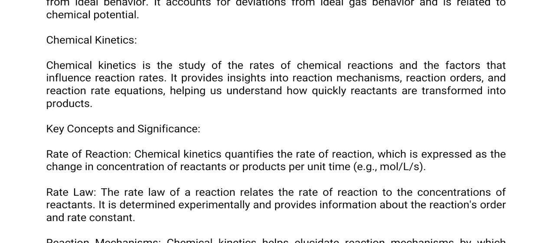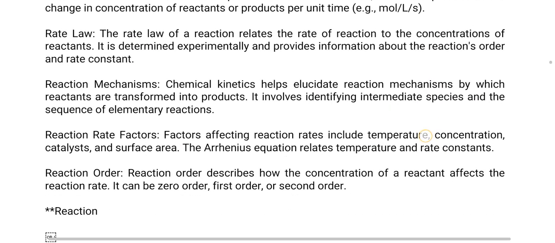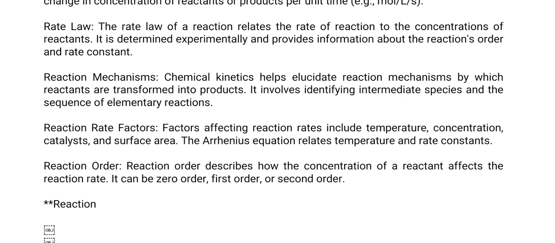Then rate law. The rate law of a reaction relates the rate of reaction to the concentrations of reactants. It is determined experimentally and provides information about the reaction's order and rate constant. Then reaction mechanisms. Chemical kinetics helps elucidate reaction mechanisms by which reactants are transformed into products. It involves identifying intermediate species and sequence of elementary reactions.